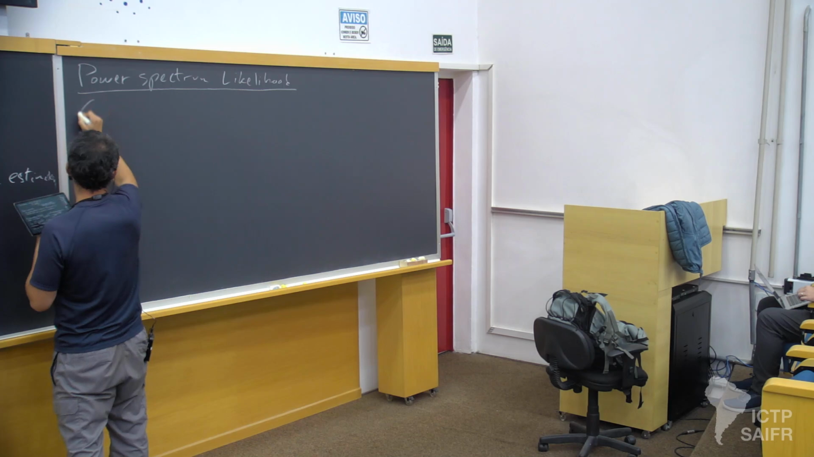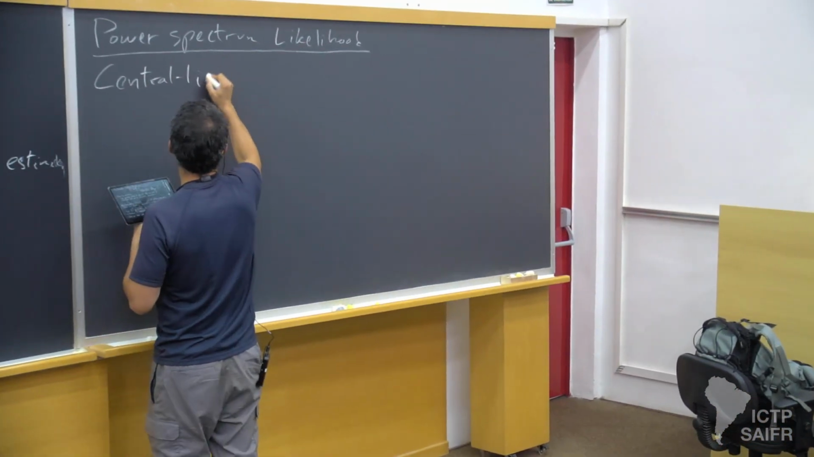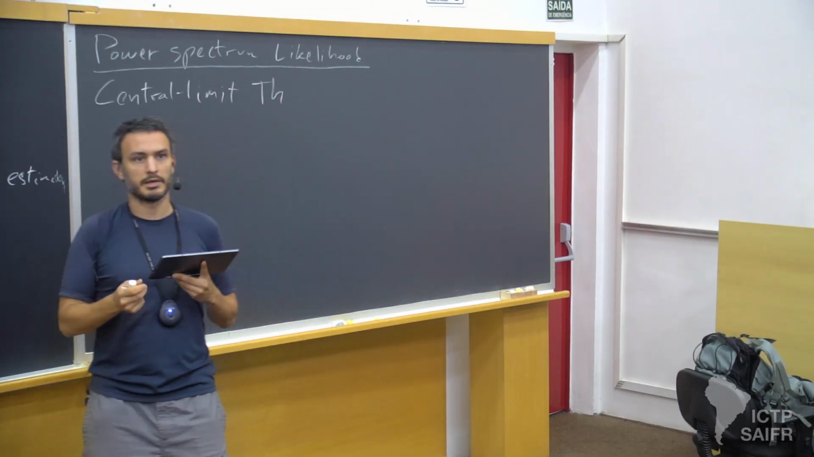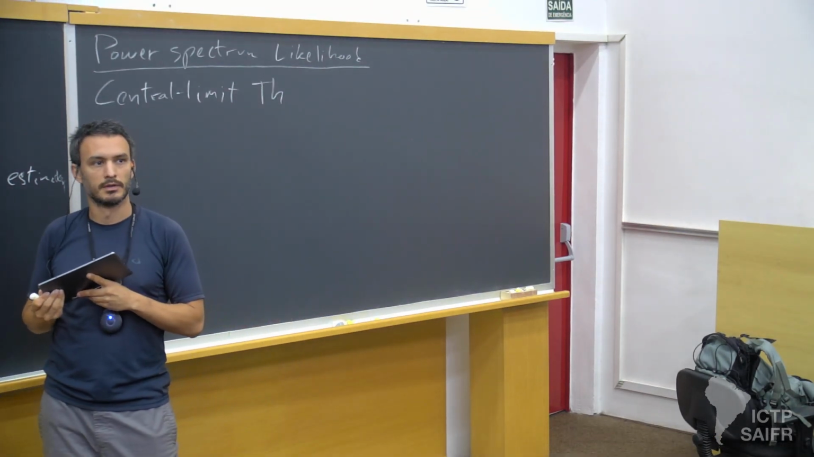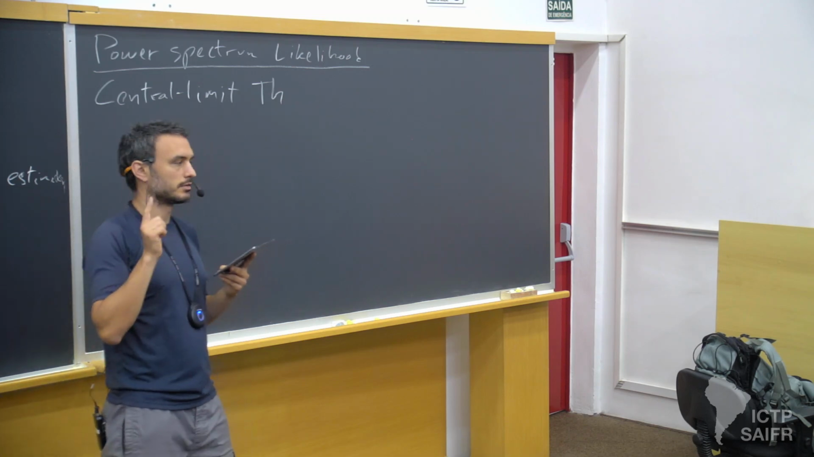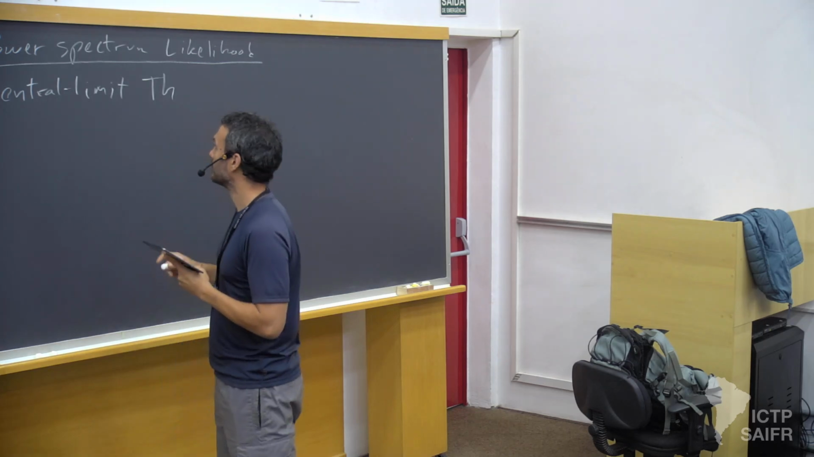And the fact that we can just write a likelihood for the power spectrum is enabled by something called the central limit theorem. Anyone familiar with the central limit theorem? Some people are. Okay. Most people are. I was not familiar with the central limit theorem. I didn't study any statistics during my undergrad, so I was not aware of this.